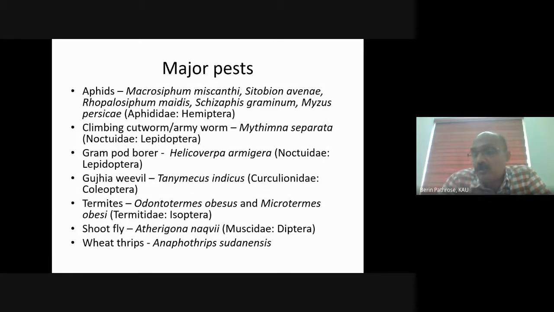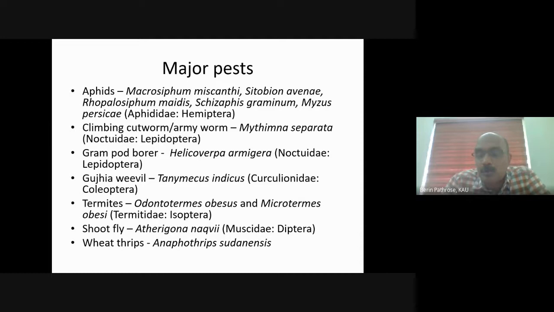Then the next pest is climbing cutworm or armyworm. It's Mythimna separata. It's not the armyworm in rice. The armyworm in rice is Spodoptera mauritia. This is called climbing cutworm because it cuts the ear heads, not the entire plant. The scientific name is Mythimna separata, belonging to the family Noctuidae of Lepidoptera.